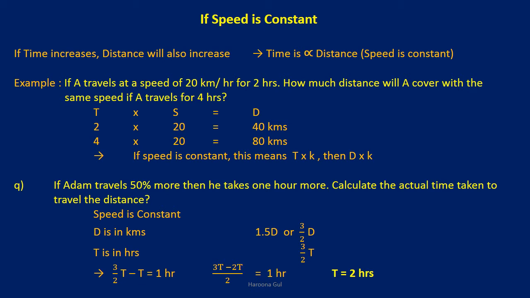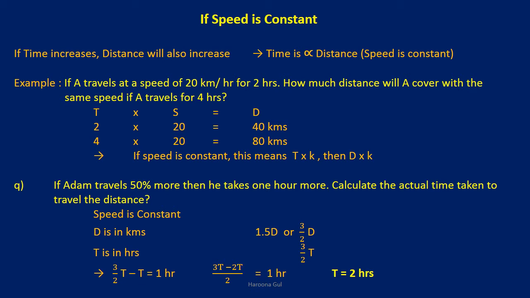Right? Now, there is another question which says that if Adam travels 50% more, then he takes 1 hour more. Calculate the actual time taken to travel the distance. So over here, speed is constant, right? And the question says that if Adam travels 50% more, then he takes 1 hour more, which means that 150% of D would be 1.5 into D or 3/2 into D.